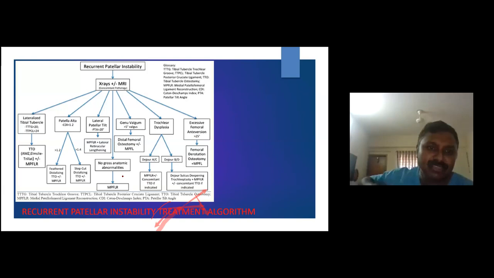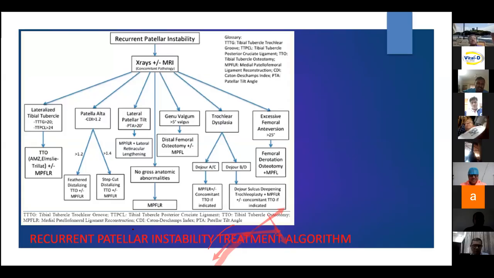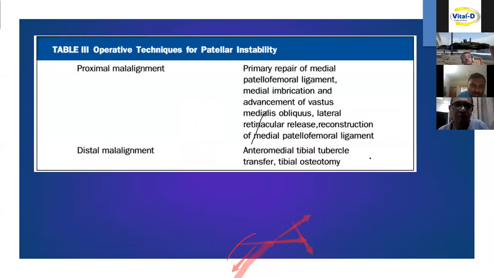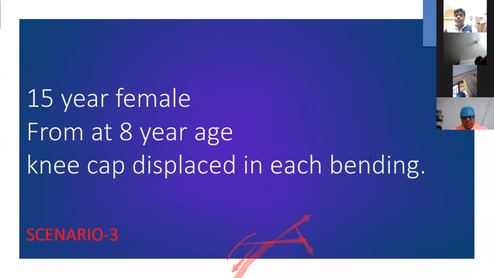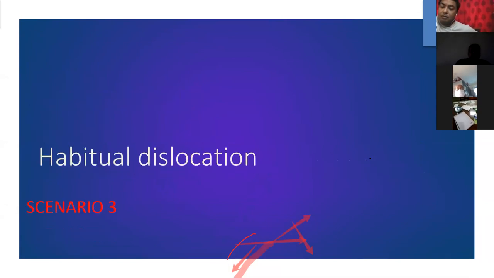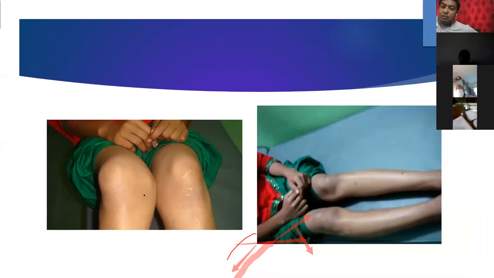So it was one of the cases where we did an anteromedialization and distalization of the tuberosity, fixed with a cortical screw. So grossly you can just summarize it as a proximal malalignment and distal malalignment and act accordingly. In the third scenario, in each bending the patient experiences subluxation or dislocation, which is called habitual dislocation. In habitual dislocation, in every flexion and extension, the patella is subluxated or dislocated.